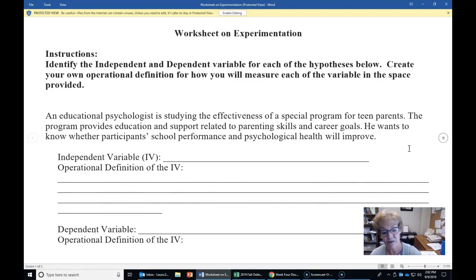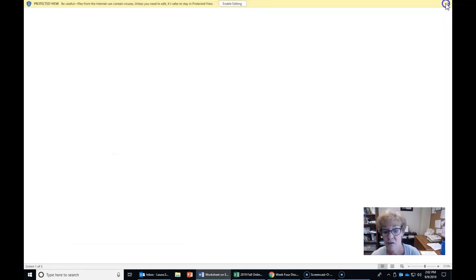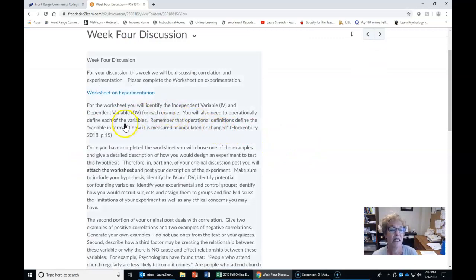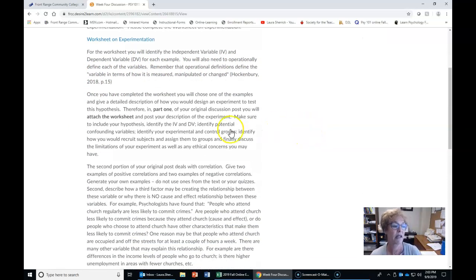And you need to do that for each one of these. So there are several of them. You first identify the independent and dependent variables, and then you operationally define them. Okay, after you've completed that, then we'll go back to the discussion. So for the worksheet, you'll identify the independent and dependent variables and operationally define them, and I put the quote from your textbook in there.